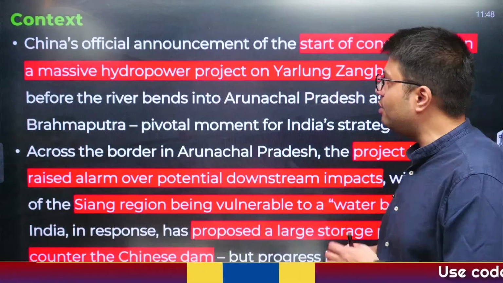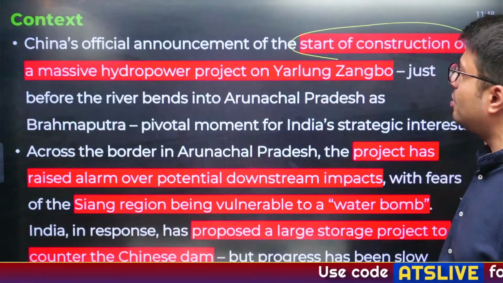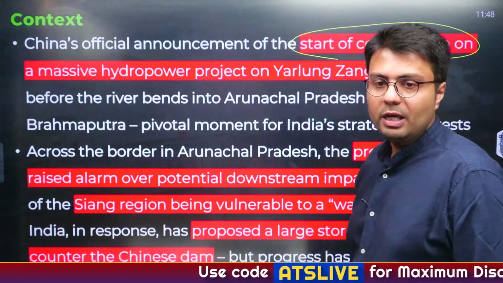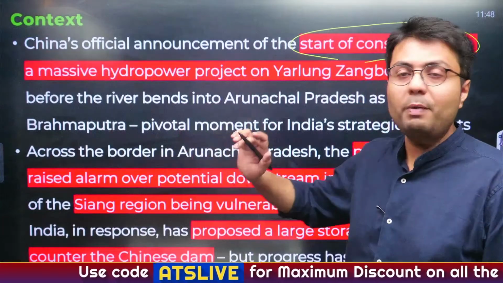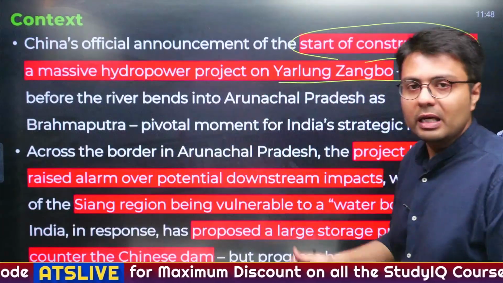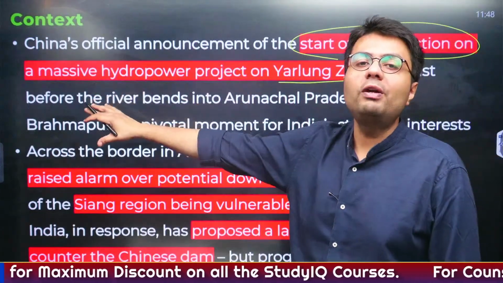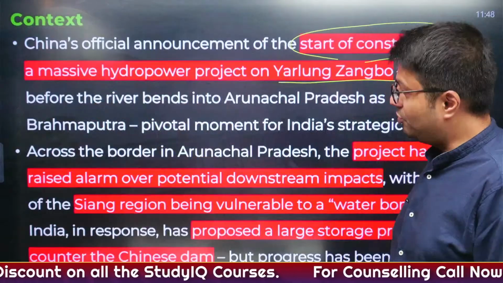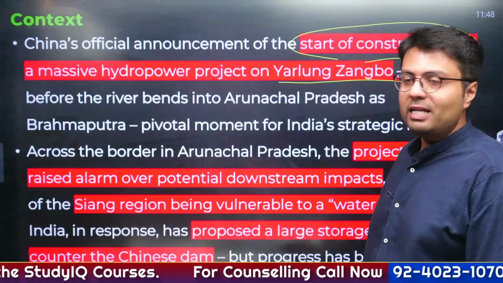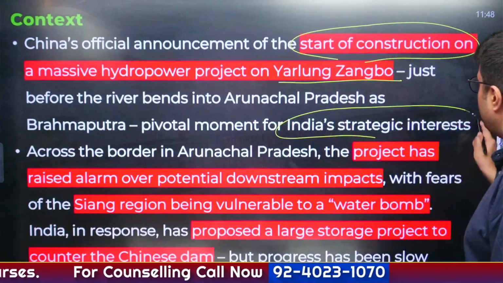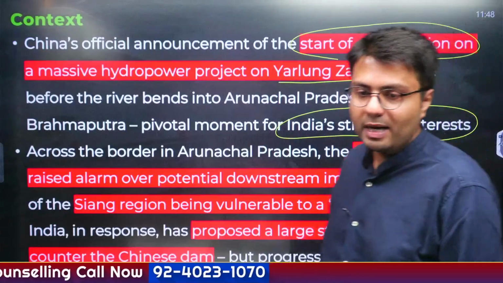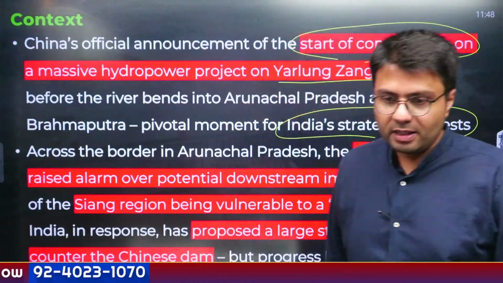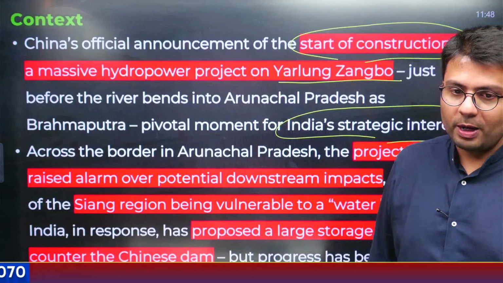Right now, China has officially announced the start of the construction of its massive hydropower project, which is the world's largest hydropower project, on the Yarlung Tsangpo river, and this is the name of the Brahmaputra river when it travels in China. Right now, this automatically is a very crucial moment for India's strategic interests. So we'll understand how this impacts India. Right? Yes, correct, Bandna Joel, at Namcha Barwa.